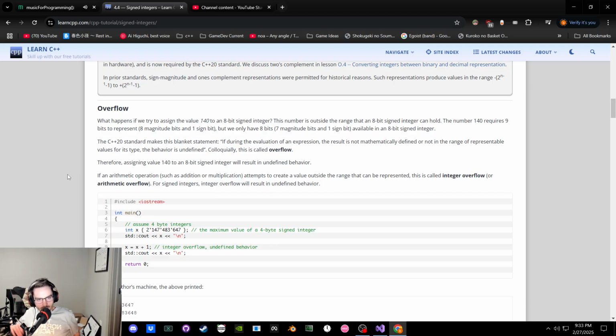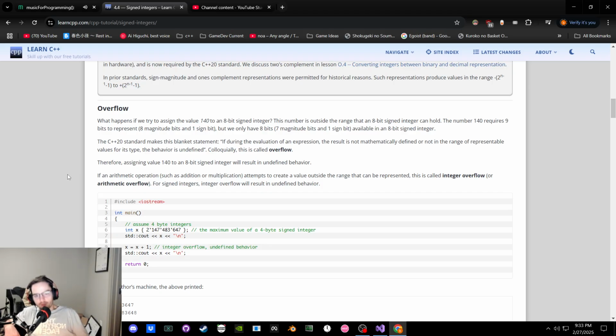If the result is not mathematically defined or not in the range of representable values, that is, it's outside the range for the type, behavior is undefined. Oh, so it'll mess up. Behavior is undefined. Colloquially, this is called overflow. So yep, we're going outside.